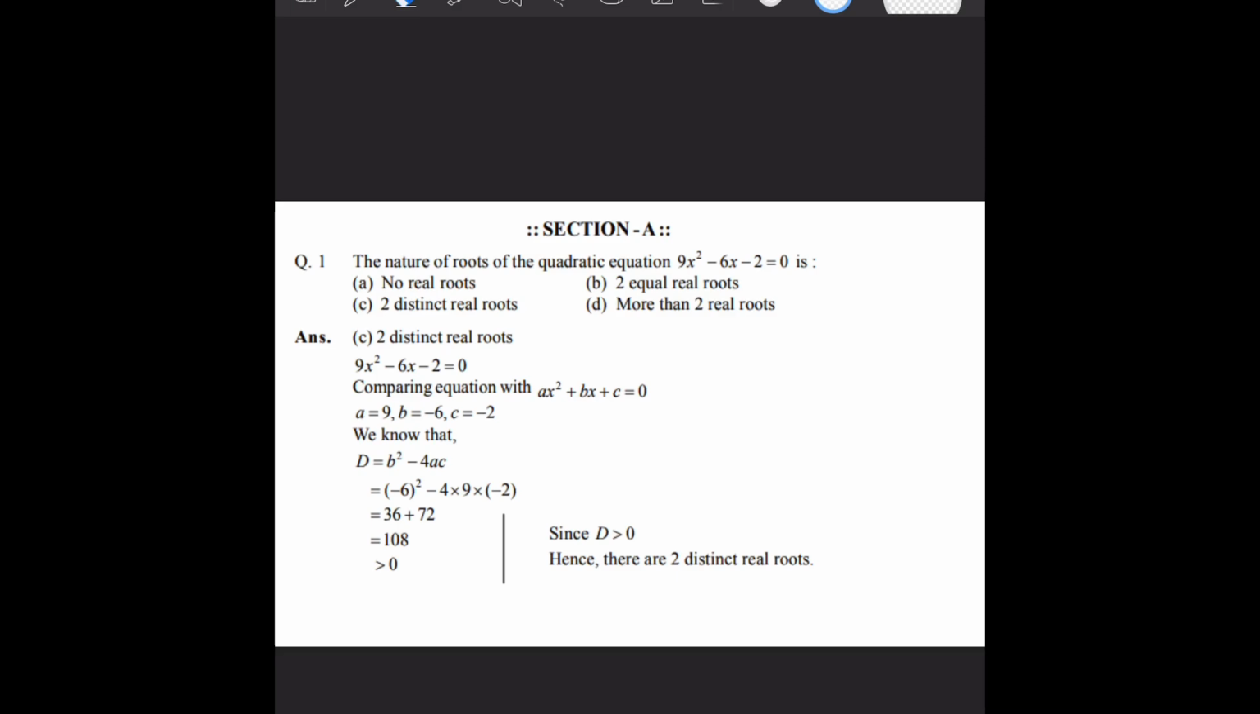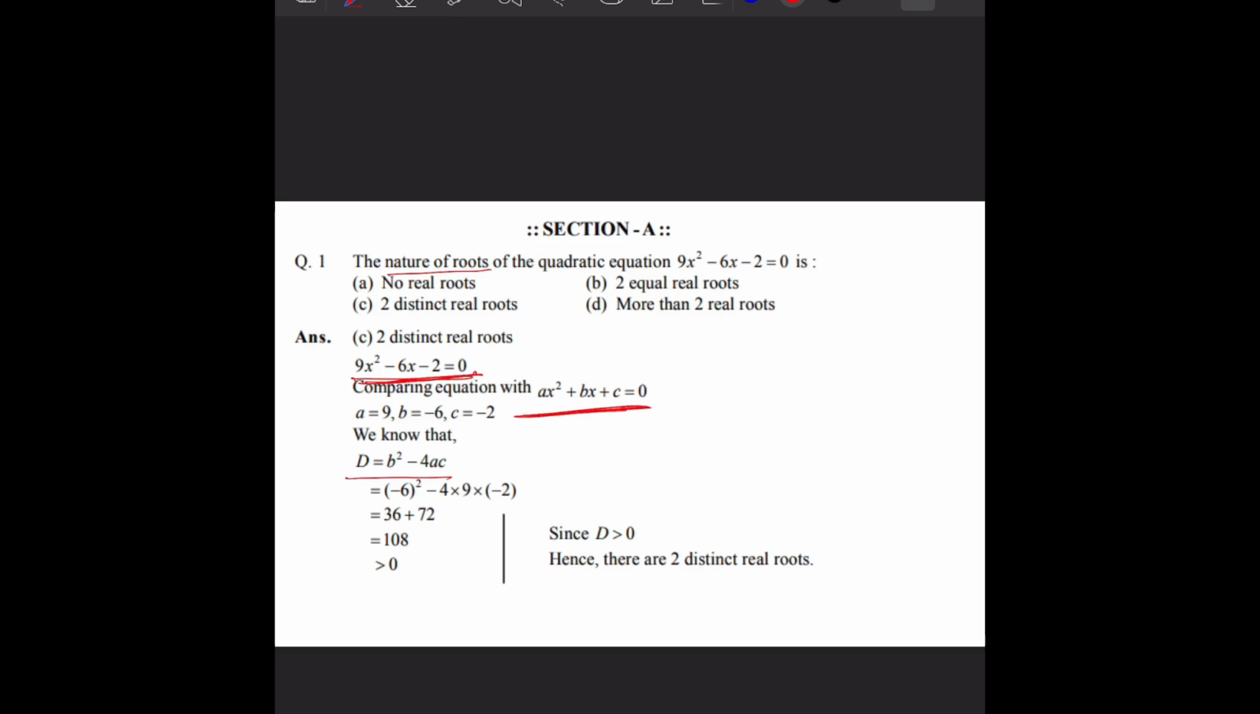How do we find out the nature of the roots? Nature of the roots is depend upon discriminant, capital D. What is the value of discriminant? Discriminant is b square minus 4ac. And how do we find out a, b, c? By comparing given quadratic equation with ax square plus bx plus c.